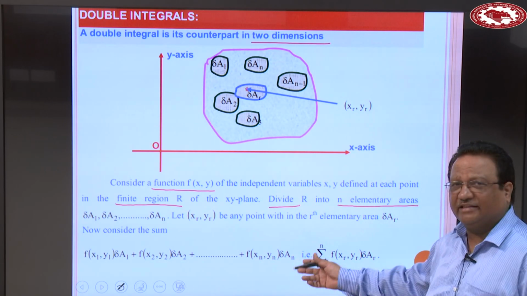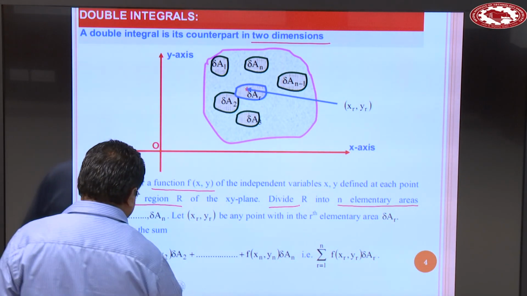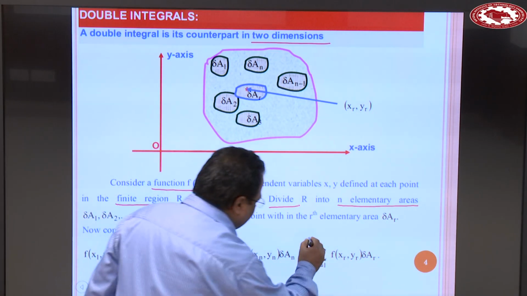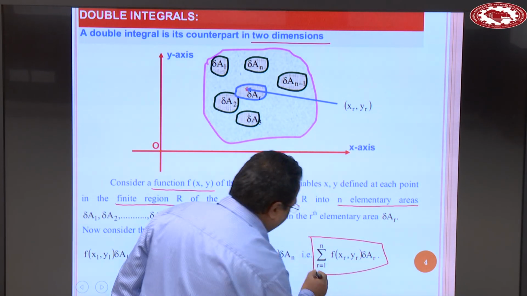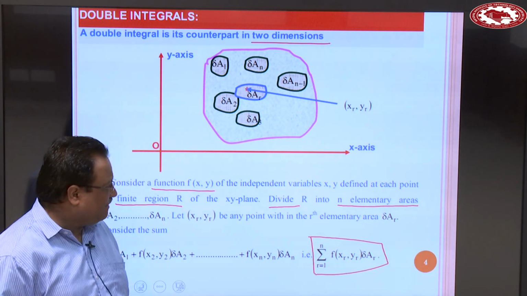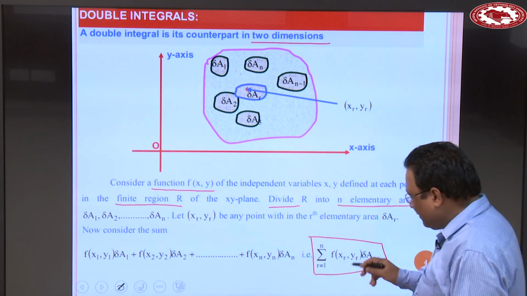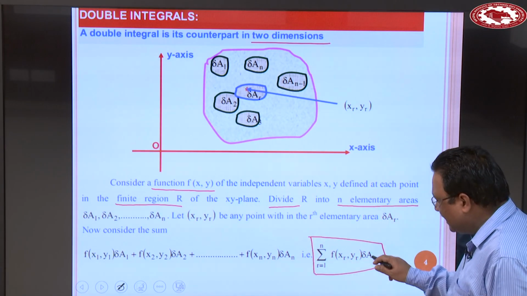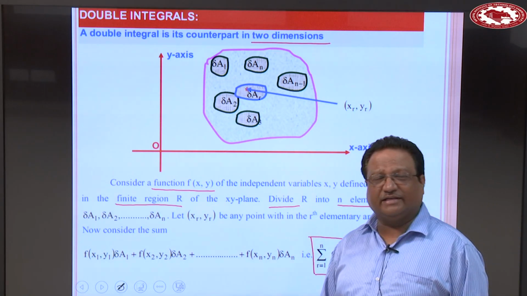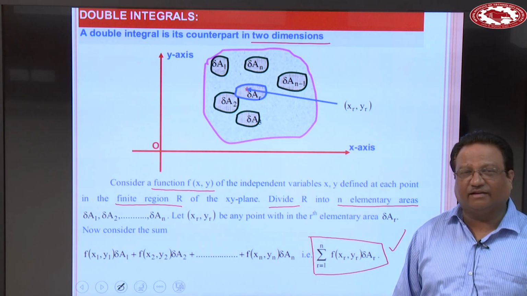Okay? Now consider this type of sum. fx1 y1 delta A1 plus fx2 y2 delta A2, fxn yn delta An. This means consider this type of sum. और सिंगल इंटीग्रल में हमने कैसे सम कंसिडर किया था? सुमिशन f x r delta x r. यहां पर क्या कर रहे हैं? f x r y r delta A r. क्लियर? सो कंसिडर दिस टाइप ऑफ सम. Now question is how can we define this double integral? The limit of this sum is nothing but double integral.